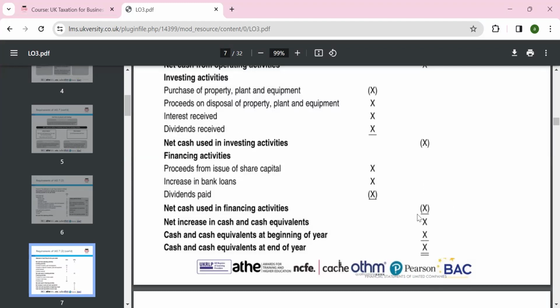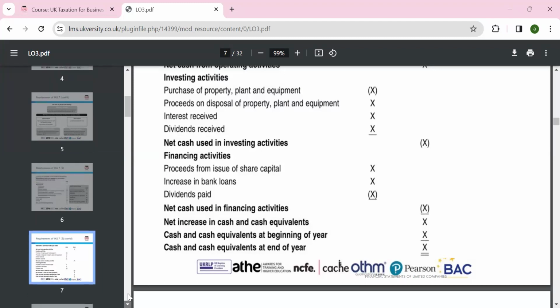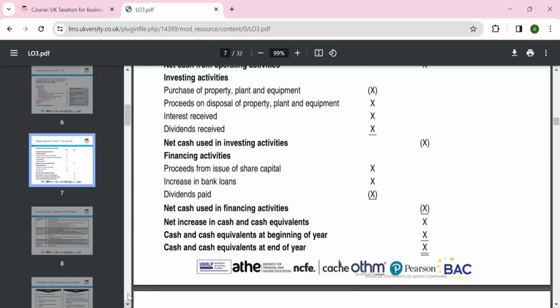You have the opening balance of cash, which is given: last year's closing is this year's opening, and this year's closing balance is always given in the statement of financial position. So your reconciled figure should match the cash balance you have in the balance sheet, which is given. Okay, so that's the way we reconcile and prepare the cash flow.